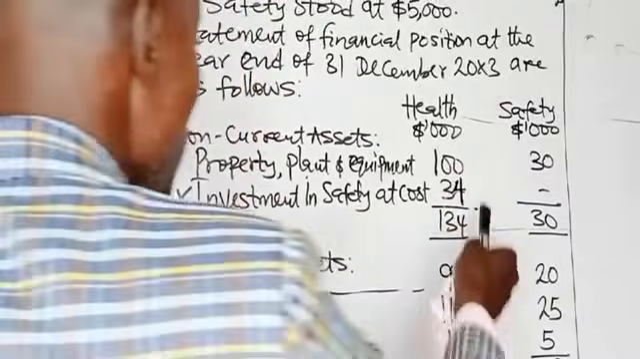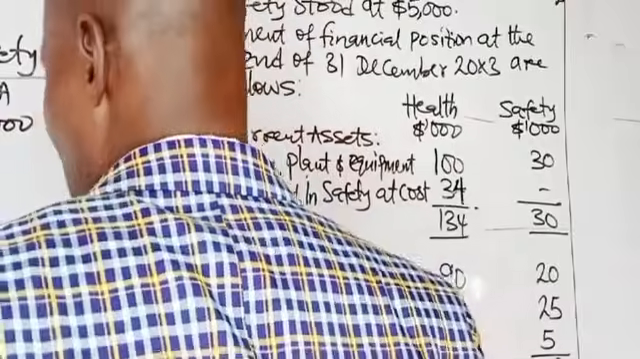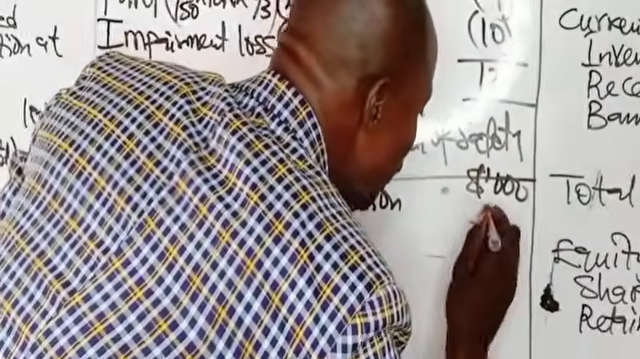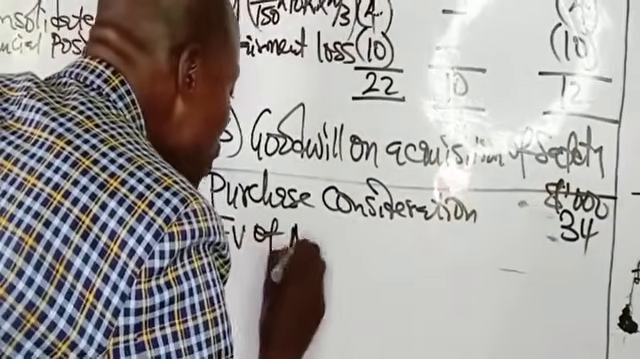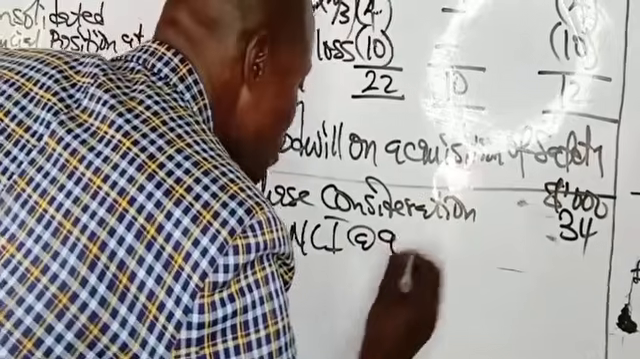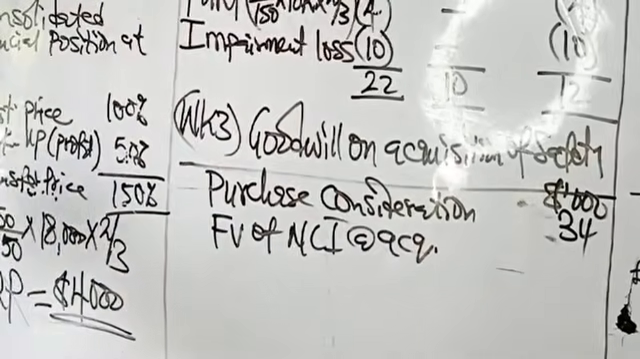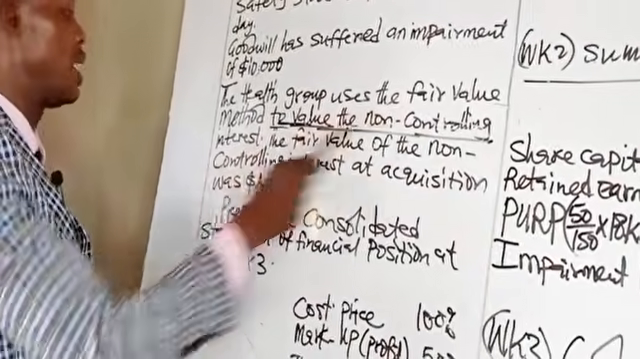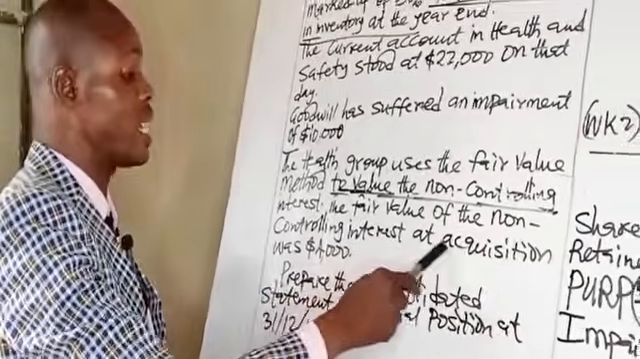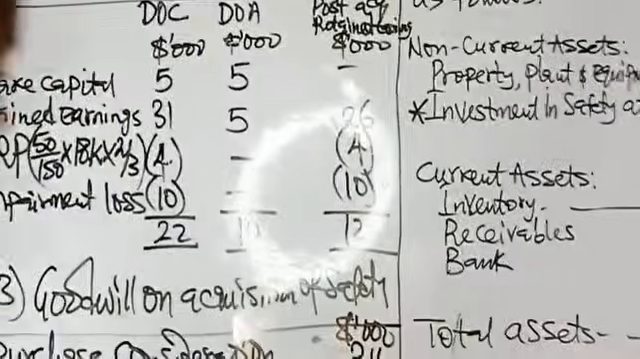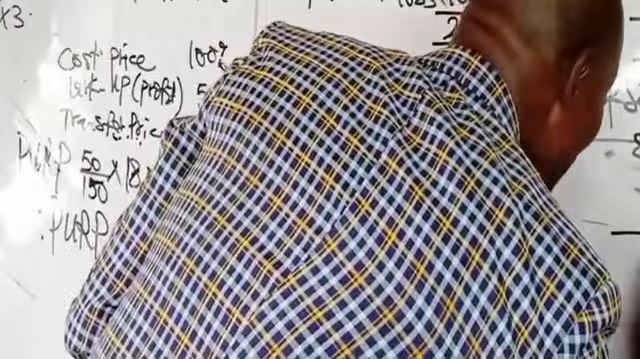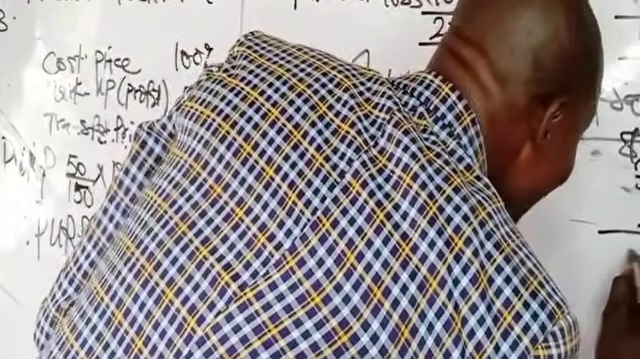So in this case now, we are using this 34,000 as a purchase consideration. So you have 34,000. Then you add the fair value of non-controlling interest at acquisition. How much is the fair value? Go back to the note. The head group uses the fair value method to value the non-controlling interest. The fair value of the non-controlling interest at acquisition was 4,000. That is the fair value of our non-controlling interest. So you add the 4,000. 4 plus 34, you have 38.